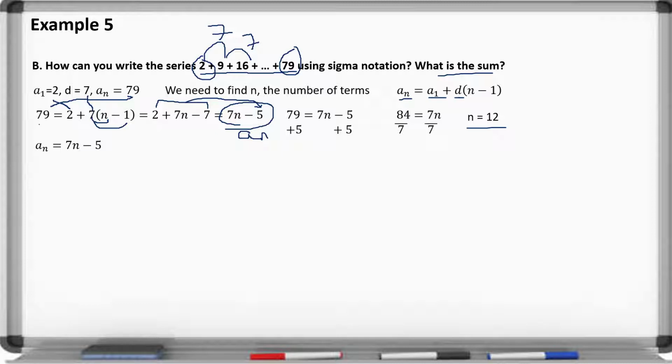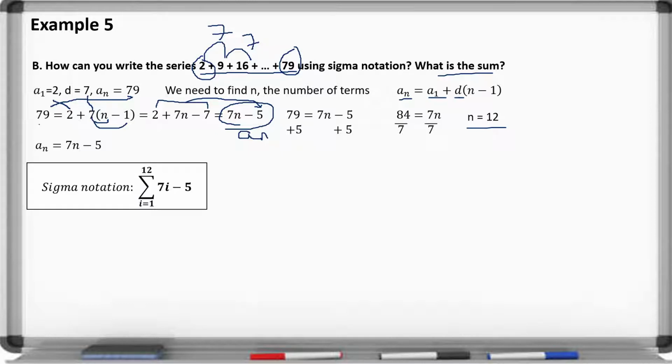So in order to write this in sigma notation, we need the capital sigma. We know that we always start from 1 here, and then there are 12 terms. This is where the n comes into play. So we know from the n that there are 12 terms. And now we also know that this is an, so we can replace the n with an i and plug it inside. And that's our sigma notation.